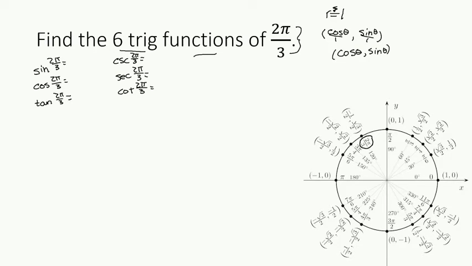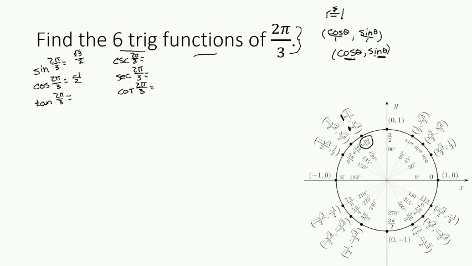So our first point is going to be our cosine, so that means our cosine of this is negative 1/2. It's just as simple as that. Then our sine value is going to be the second value, which is also the y value, which is going to be the square root of 3 over 2. So our sine is the square root of 3 over 2.